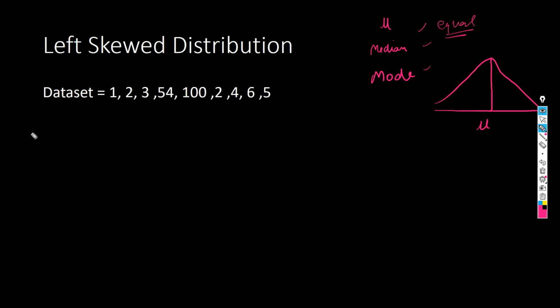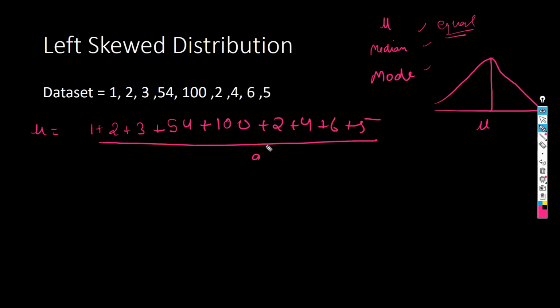So let's try to find our mean, median, and mode. I think we have discussed how we can find the mean: 1 plus 2 plus 3 plus 54 plus 100 plus 2 plus 4 plus 6 plus 5, divided by the number of data points, 9. So our mean will be around 19.6, right?